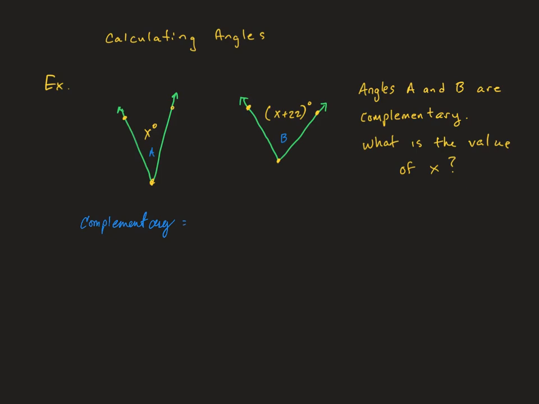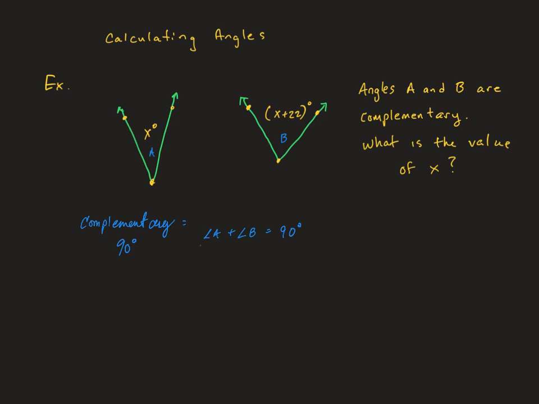Complementary, alphabetical order, complementary, supplementary. So complementary should be 90 degrees. And if they just told me that angle A plus angle B is going to be complementary, that makes them equal to 90 degrees. Substitution, right? Now I can do some further substitution.